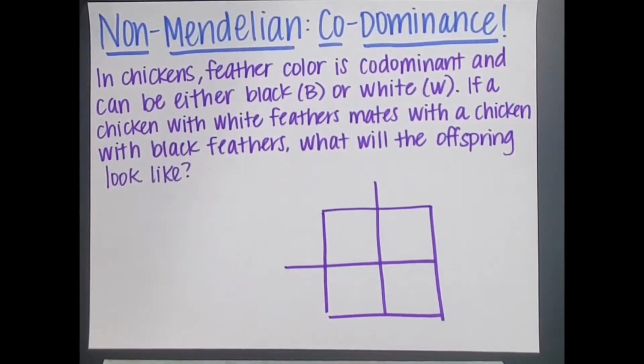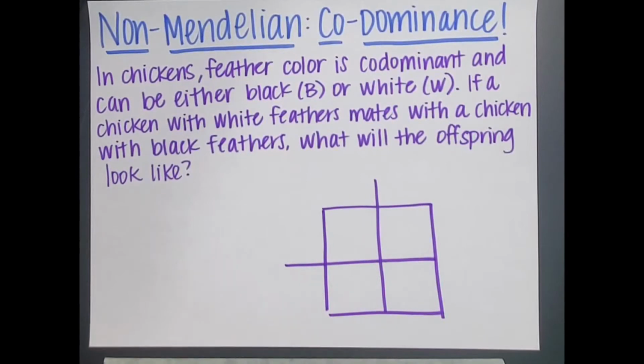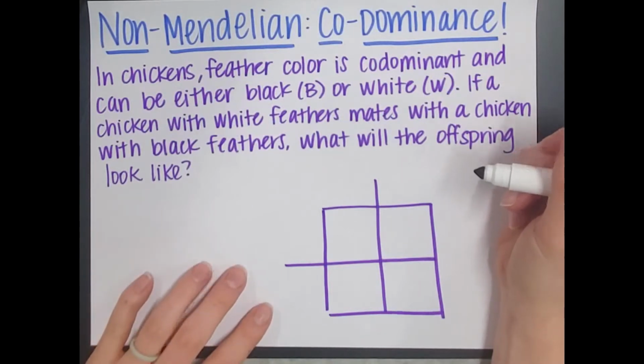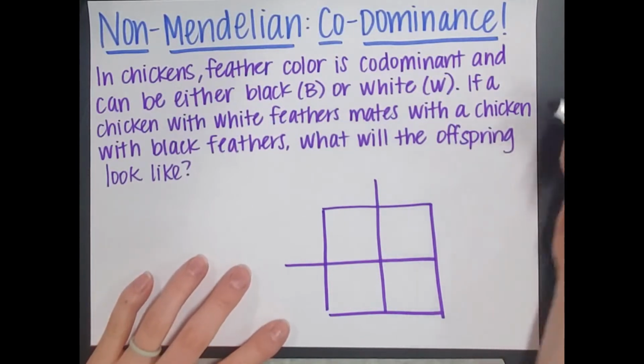Our topic for today in our genetics help section is non-Mendelian crosses, and in particular we're going to go over a couple of examples. The first is about codominance. So today we're working with alleles that are only dominant. We do not have any recessive alleles. Here is our example question.